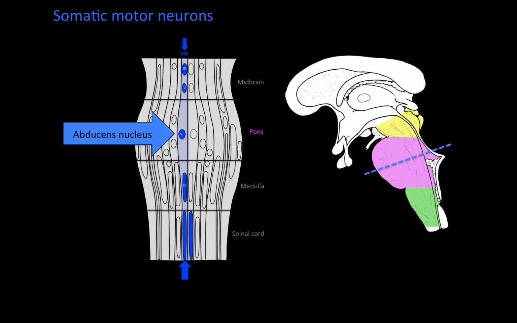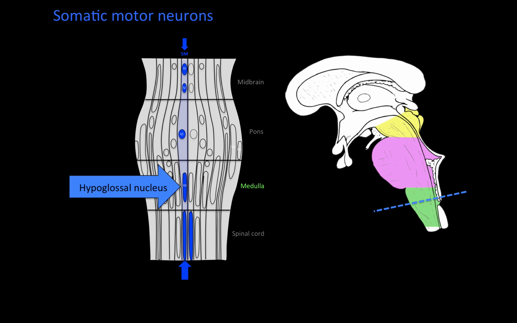So we just finished the abducens nucleus. Now let's go down that elevator shaft down in the brainstem to the medulla, to the hypoglossal nucleus. And we can see the cross section is through the green part of the brainstem where the medulla is. And this hypoglossal nucleus is tall. It's tall and thin. It spans almost the entire length of the medulla.